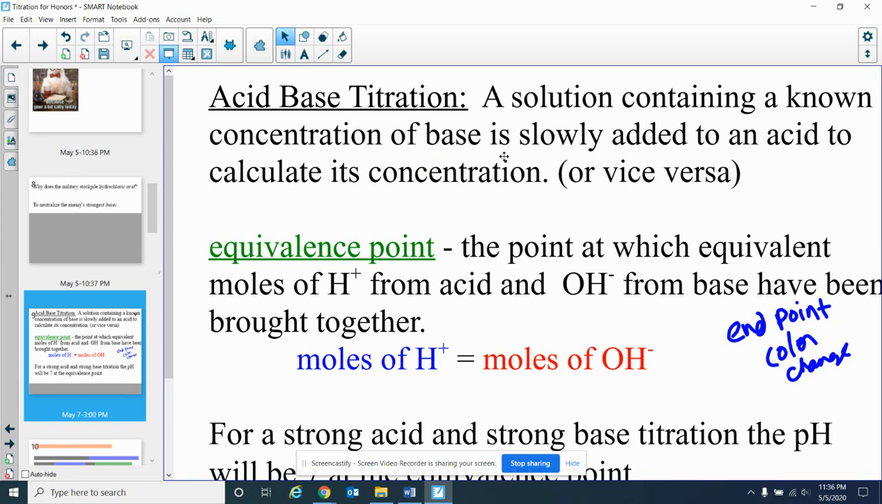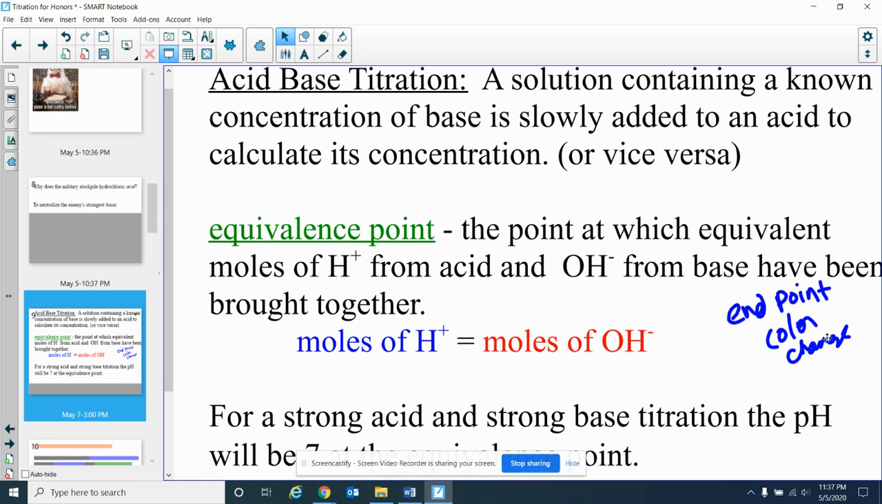So we're either going to know the concentration of the base and use it to find the concentration of an acid, or vice versa. We'll know the concentration of the acid and use it to find the concentration of the base. So the important thing to note about titration is you have what's called the equivalence point. That's where the moles of H+ from the acid exactly equal the moles of OH- from the base. So those have come together to make water at the equivalence point. And we'll talk in a minute about endpoint, where you can see a color change.